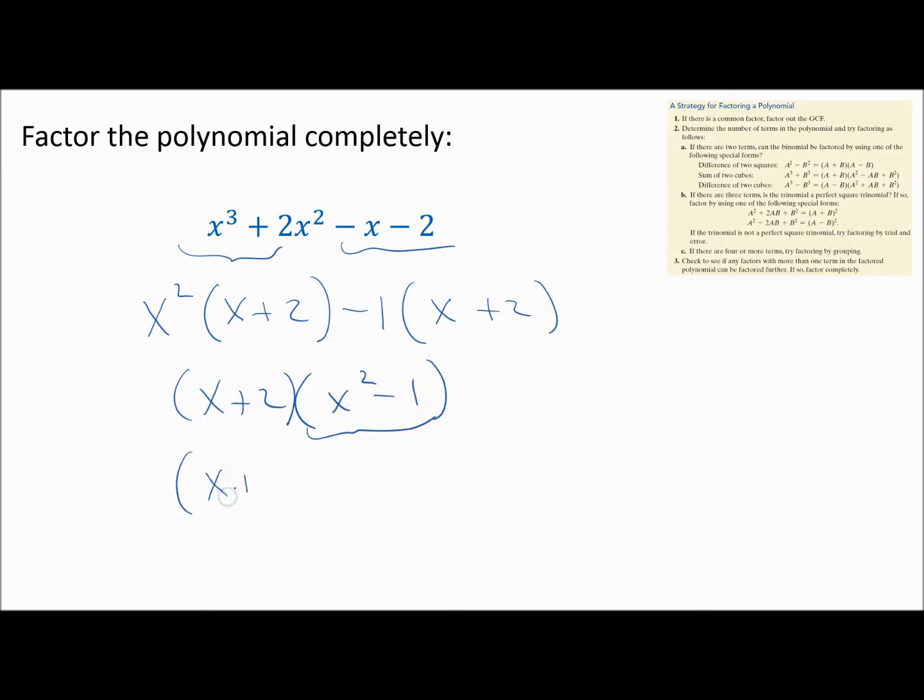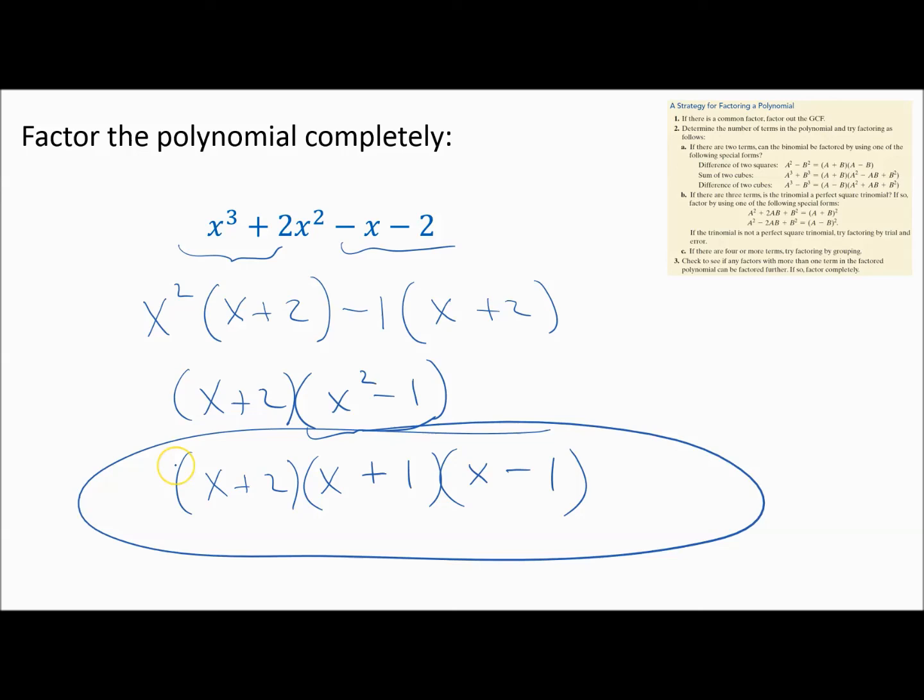So the x plus 2 is still part of your answer. And when I factor this difference of squares, the square root of x squared is x in the first spot. Square root of 1 is 1 in the second spot, with 1 positive and 1 negative inside our factors. And that is completely factored.